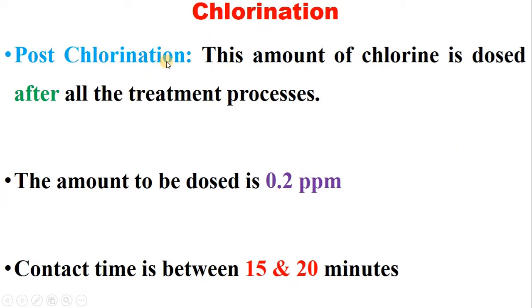Then post-chlorination, this amount of chlorine is dosed after all the treatment processes. This is as well called residual chlorine. That's the amount of chlorine that will serve as the leftover in the water after treatment. So the amount should not exceed 0.2 milligram per liter or ppm. The contact time is between 15 and 20 minutes.